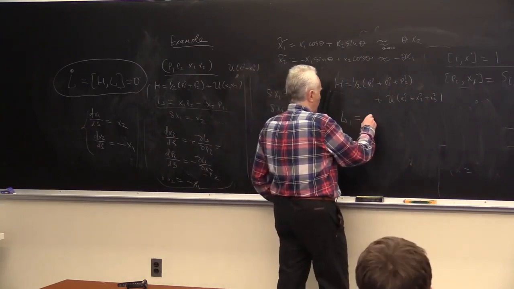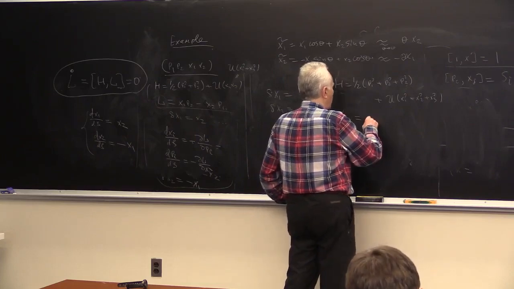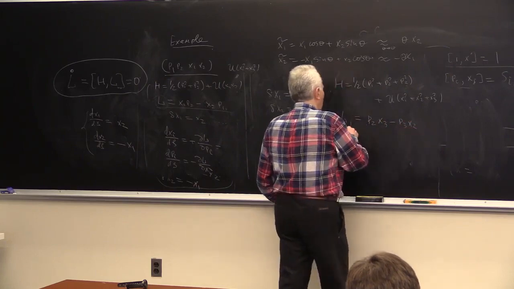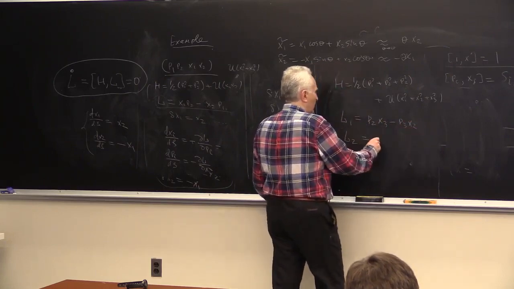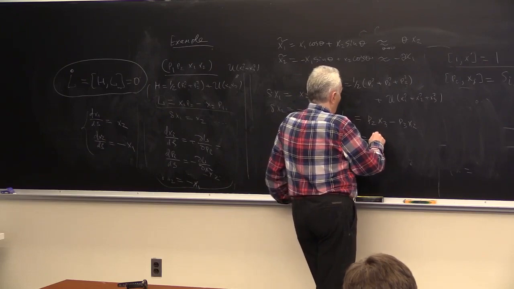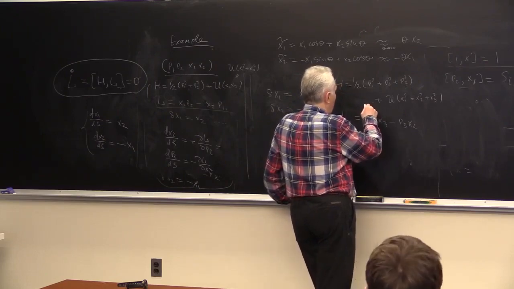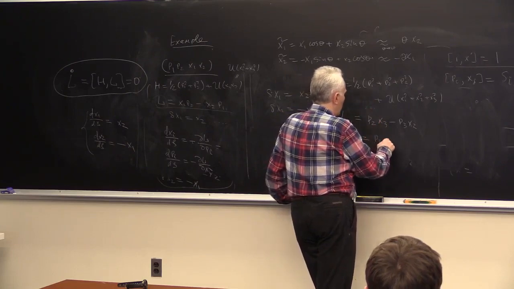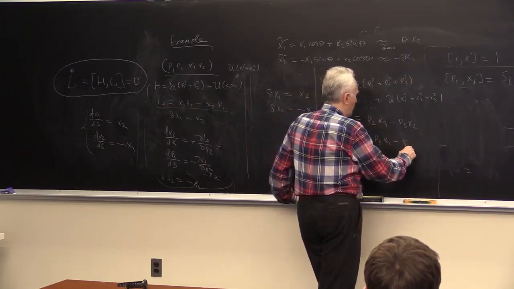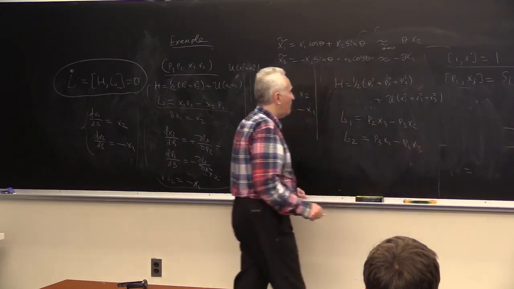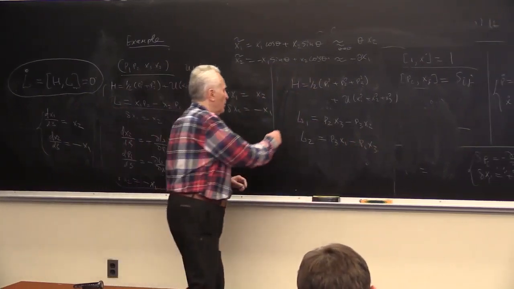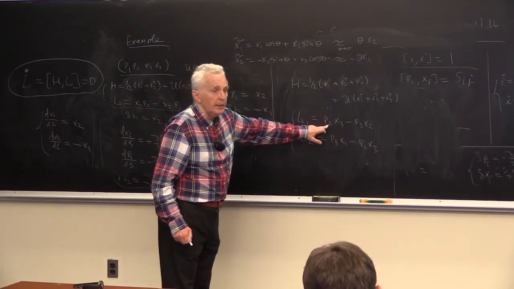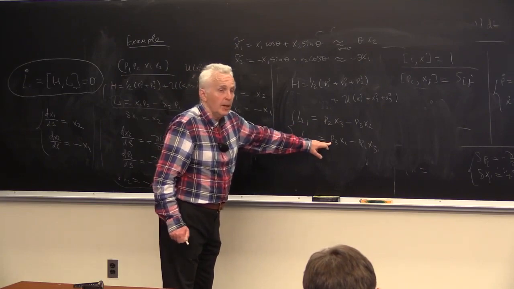And in this case, we have clearly at least two. We can write down L1, which is P2x3 minus P3x2, and we can write down L2, which is P3x1 minus P1x3. So we have two: this is rotation in the 2-3 plane, this is rotation in the 3-1 plane, okay?